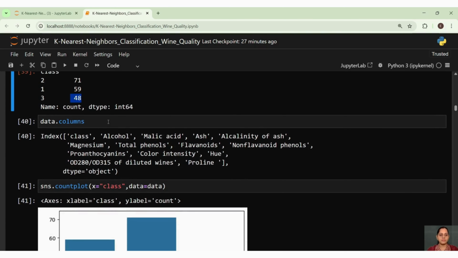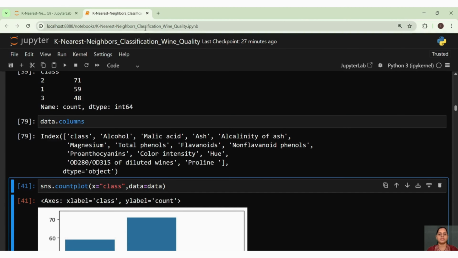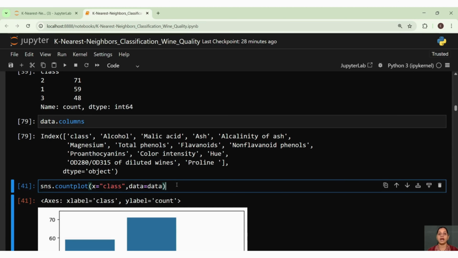Then what is the next step? We have to understand the behavior of the data. How are we going to understand that?